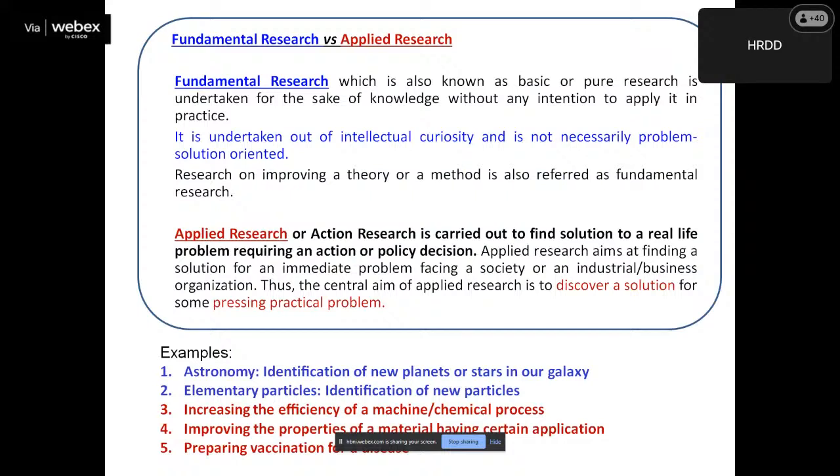Now, what is applied research? So, applied research or action research is carried out to find a solution to a real life problem requiring action or policy decision. Okay, so this is what it is. You have to solve a problem of the society. Say, as we discussed, there is arsenic in groundwater. We have to remove it. So you develop better and better water purifiers. So somebody doing water research, that comes under applied research.